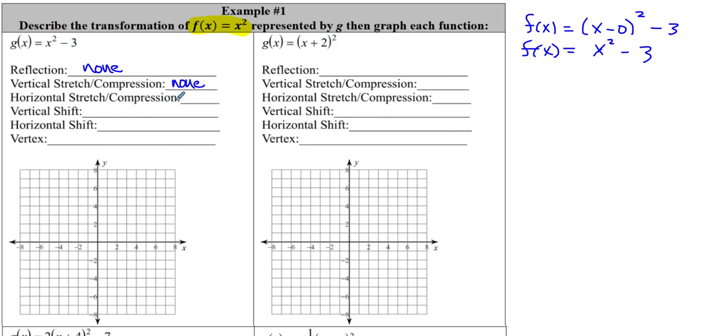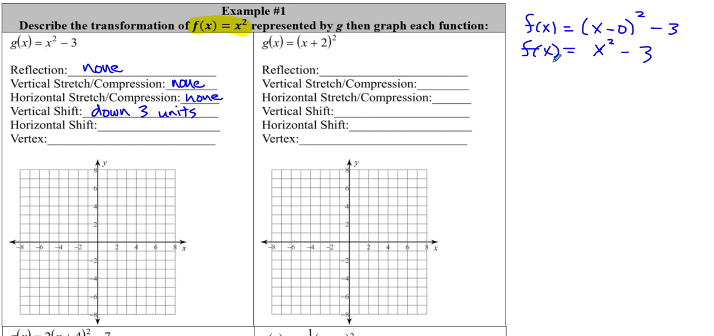This one, if there is no parentheses there, most likely indicative of no horizontal stretch or compression. So we're going to put none right here. Okay, and then do we have a vertical shift? Yes, we have a vertical shift right here. So what is the shift that's happening? We are going down 3 units.